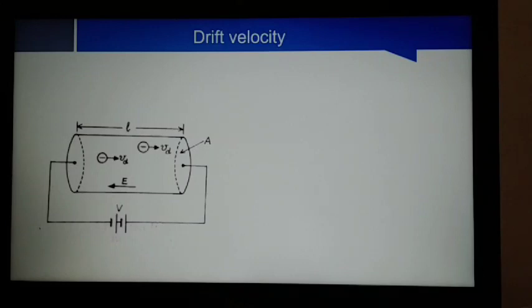F is equal to E into Q. What is Q? The charge. What is the charge here? The electronic charge, small e. So the force acting on an electron will be e into capital E. Okay, we will come to that. Anyhow, remember a force is experienced by the electron, and as a result of that force, they are moving with the drift velocity Vd in a direction opposite to the electric field.